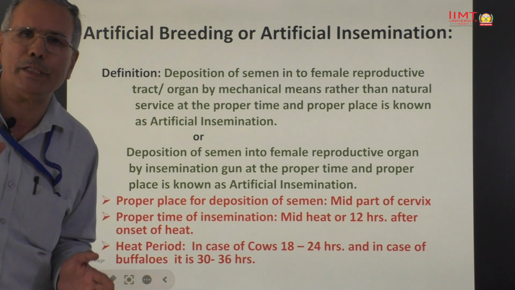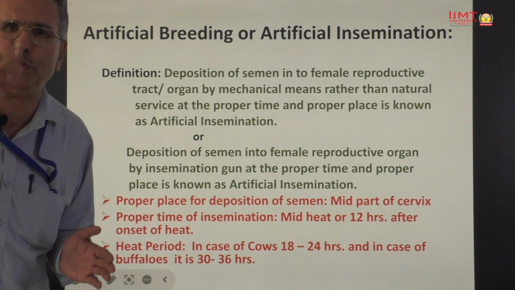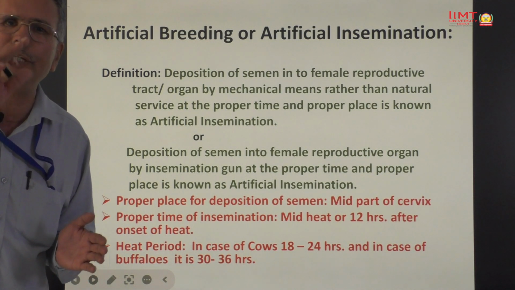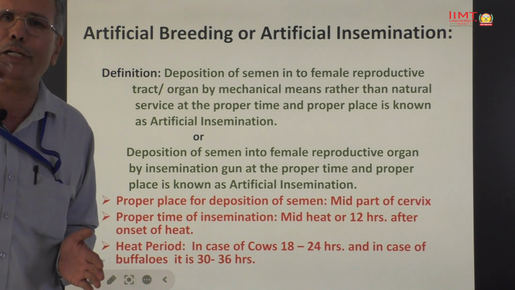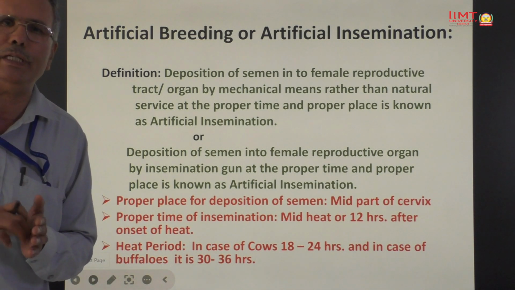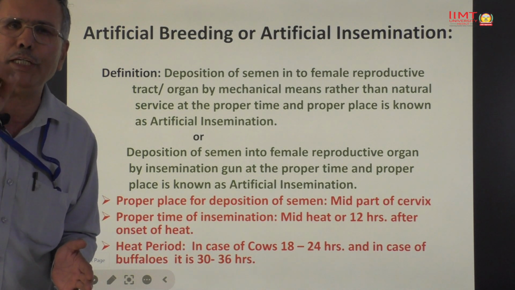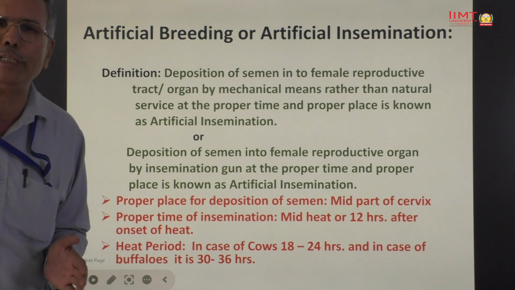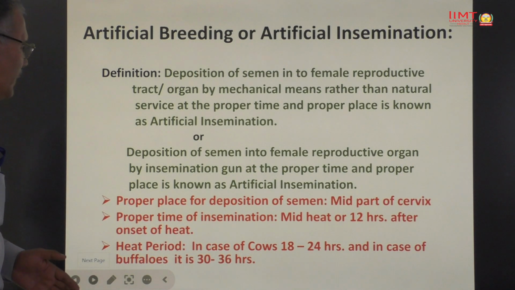The deposition of semen into the female reproductive tract by mechanical means rather than natural service at the proper time and proper place is known as artificial insemination. Or in other words, you can say deposition of semen into the female reproductive tract by insemination gun at the proper time and proper place is known as artificial insemination.